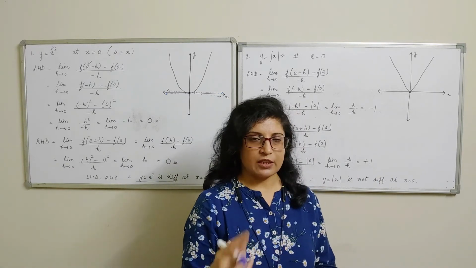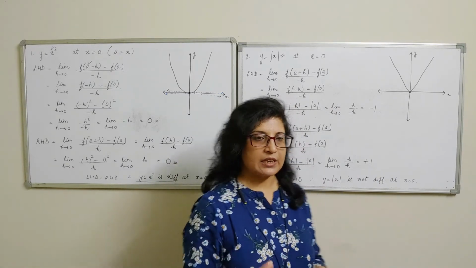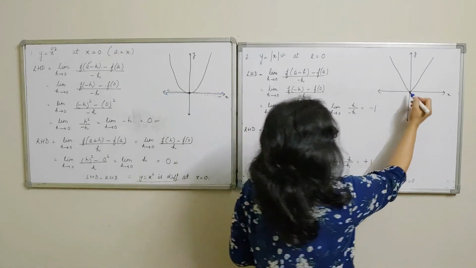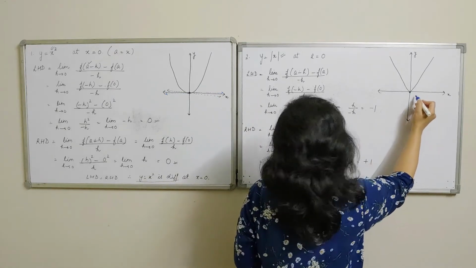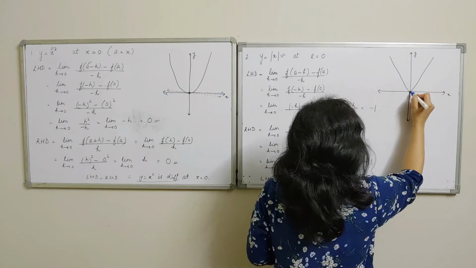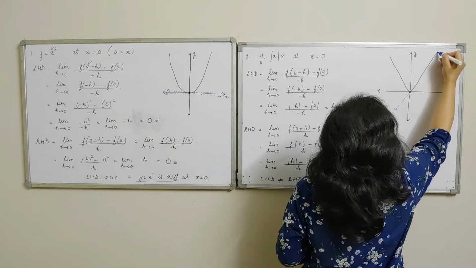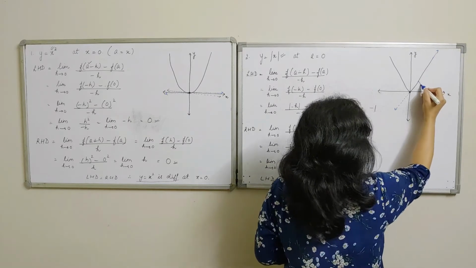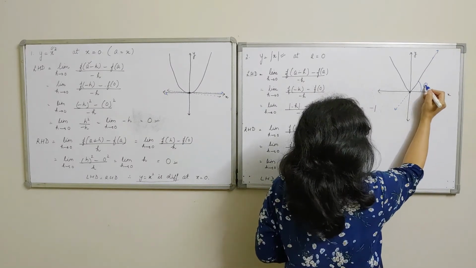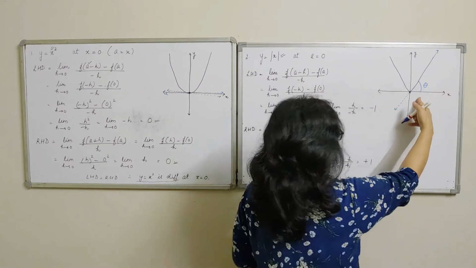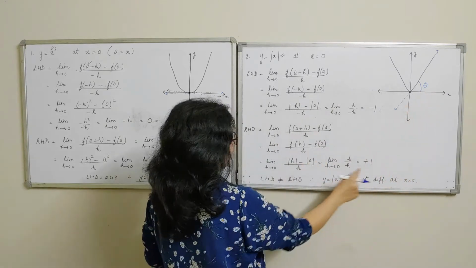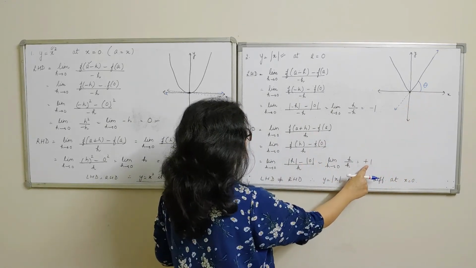And we have just seen that the slope is positive whenever the angle is acute. So that means when we are approaching this point from the right hand side, say the tangent obtained is this. This is the tangent. You can see the tangent is making an acute angle with the positive x-axis. So this is the tangent that's obtained whose slope is plus 1.